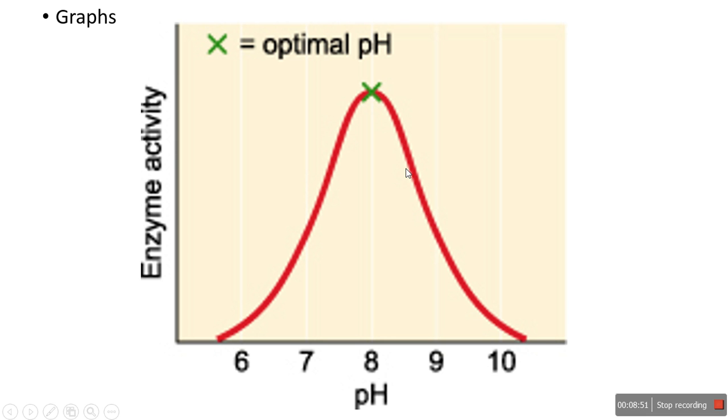Now we can get a slight denaturation. So at pH 9, for instance, the enzymes are slightly denatured, but not fully. So they're still working, but not at their maximum capacity. The same at pH 7. But you can see here at just below pH 6 and just above pH 10, the enzyme is completely denatured.